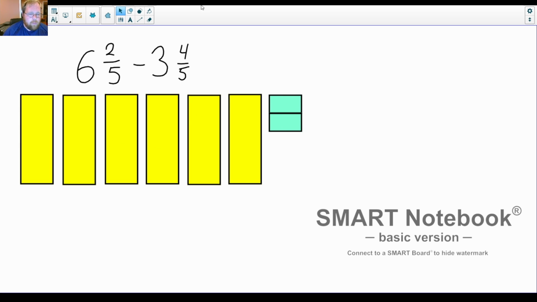Great. When we take this away, can we take away 4 fifths? A lot of us on the quiz, on the test, would have wrote that there are 2 fifths left. But we can't do that because we have to take away 4 fifths. So what do we do? We know that there are 6 whole ones here.